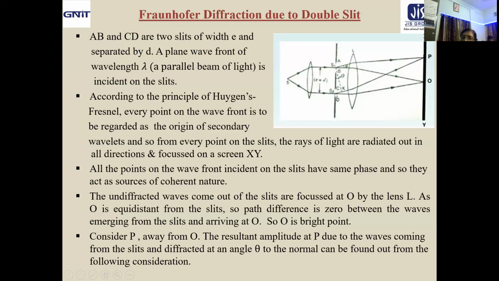So what about the extra optical path traversed by S2P from the slit CD compared to S1P from the slit AB? That is nothing but S2K. So S2K is the path difference between the diffracted beam at an angle theta to the normal to reach the point P on the screen. I already mentioned that S1 and S2 are the middle points of the two slits AB and CD under consideration.